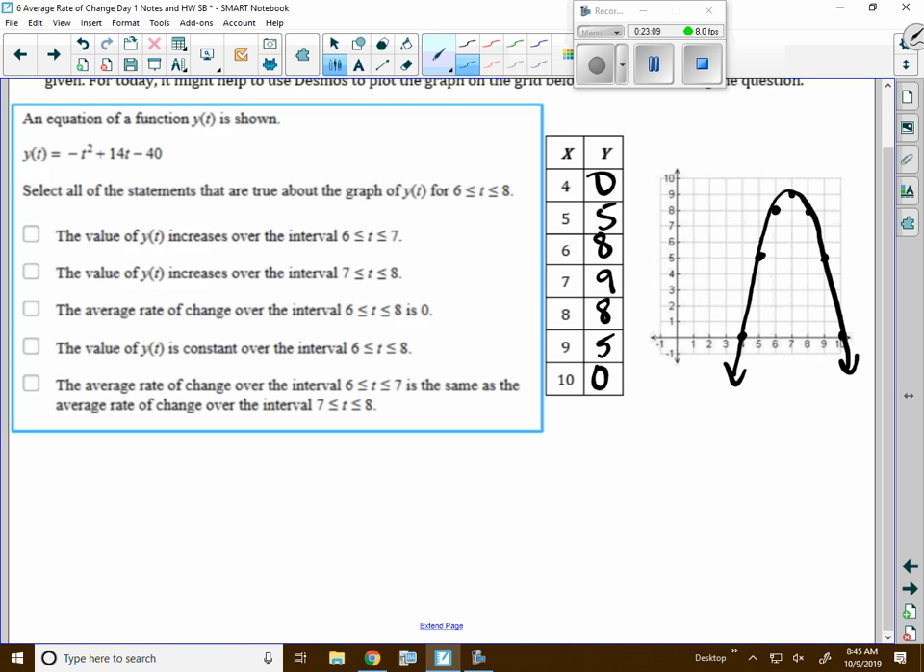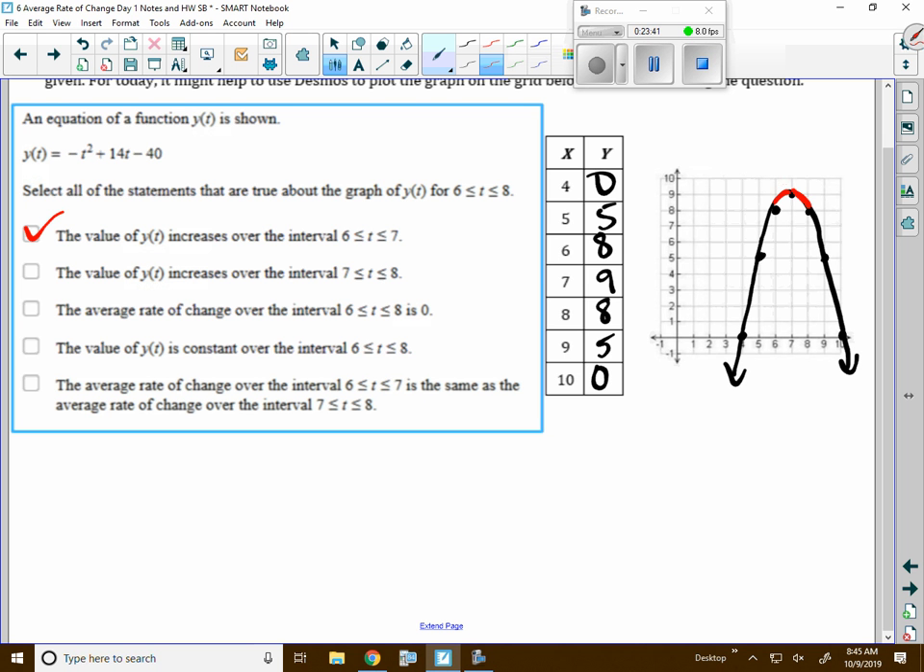Okay, so now I think this is going to be a little bit easier to see. The value of y increases from 6 to 7. So look at the values from 6 to 7. Okay, right here, 6 to 7. Is that increasing? Yes. Check it off. Okay. The value of y increases from 7 to 8. So 7 to 8 is right here. Is that increasing? That's decreasing, right? So we're not going to check that one.